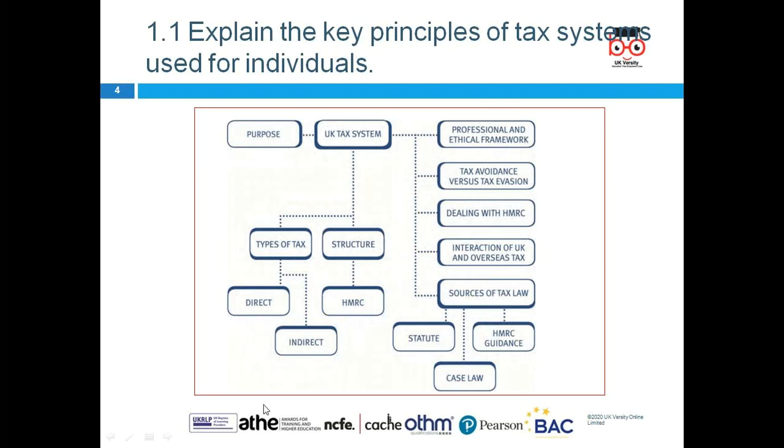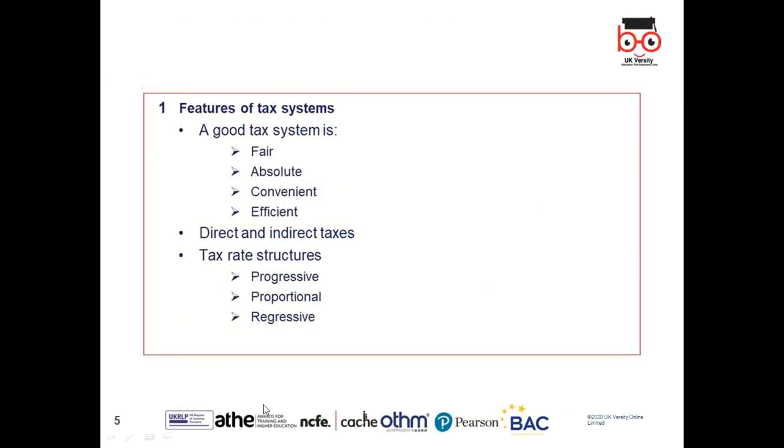Okay, next we're looking at the professional and ethical framework, tax avoidance versus tax evasion. One is legal, one is illegal, which we explain in our assessment criteria. Dealing with HMRC, you can do it by phone, by email, or by writing. So those are the three ways. Interaction with UK and overseas tax, yes, we can, and the sources of tax are HMRC guidance, statute, which is law, and case law.